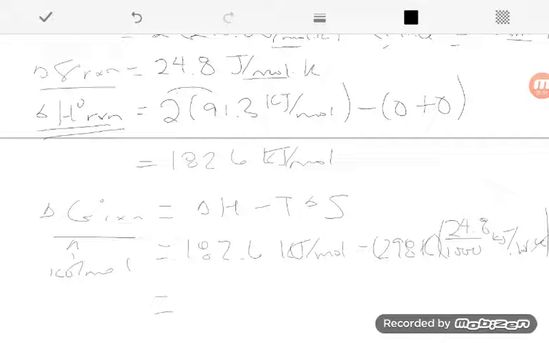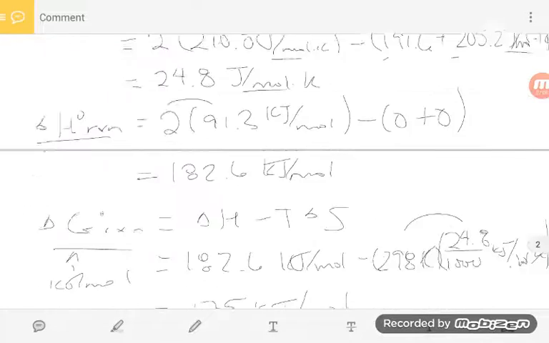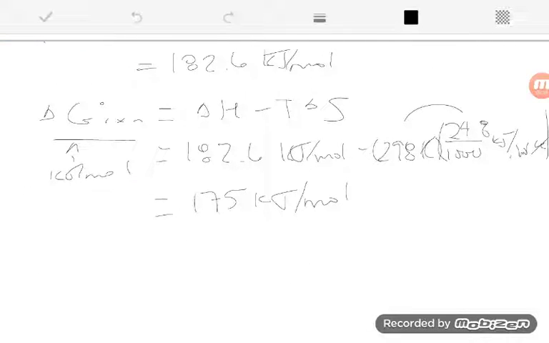So I just plug that into my calculator, 182.6 minus the product of 298 and 24.8, and I get 175 kilojoules per mole. Again, if I had had delta G in the table up here, I could have just done that whole products minus reactants trick, but because I didn't, I just used my very handy equation we have here. And we can always look at it and assess. We have a positive delta G. That means this reaction is non-spontaneous under standard conditions. It didn't ask us that, but I always like to just think about that and remember why we're interested in delta G.